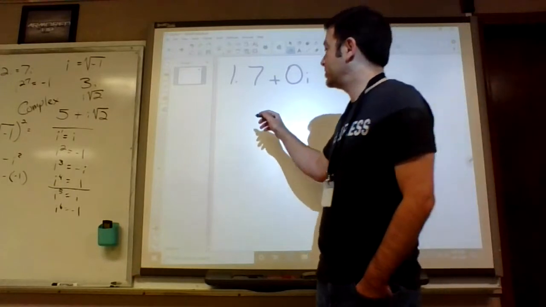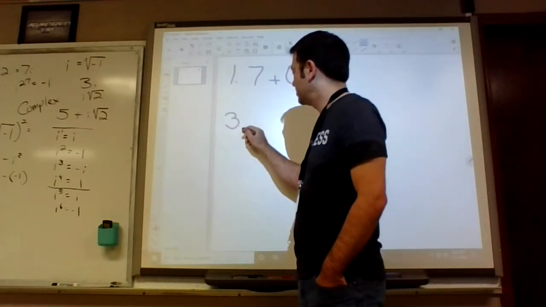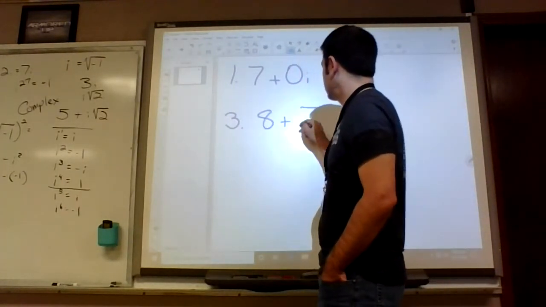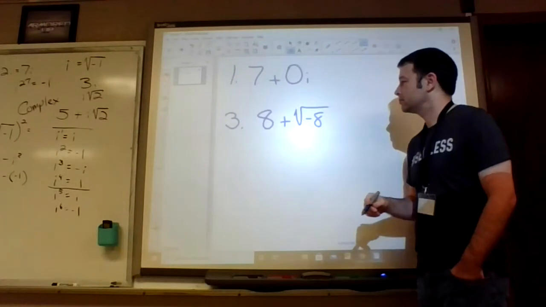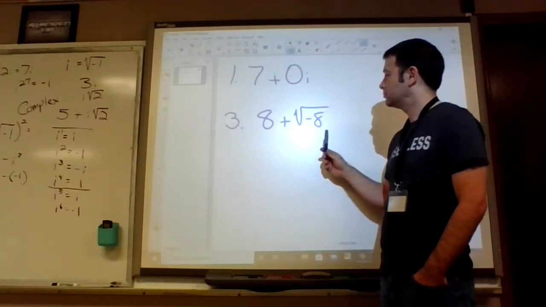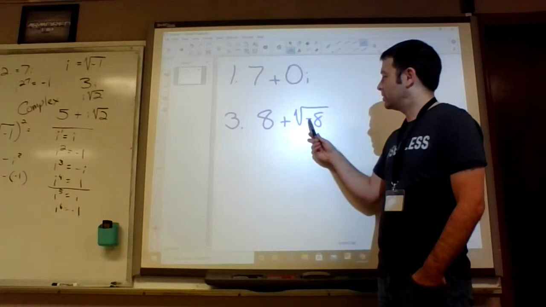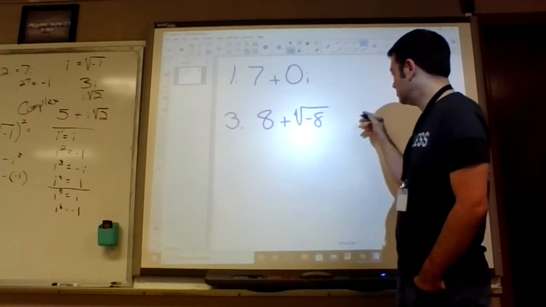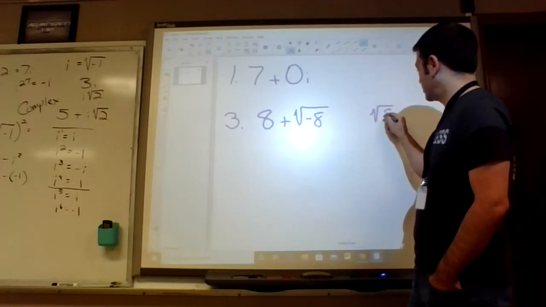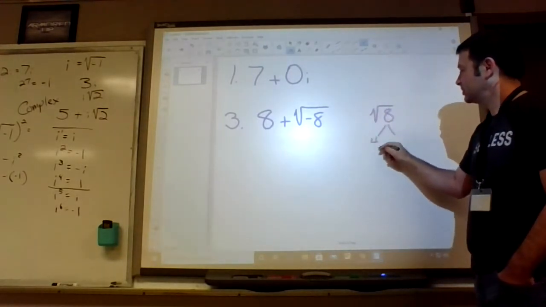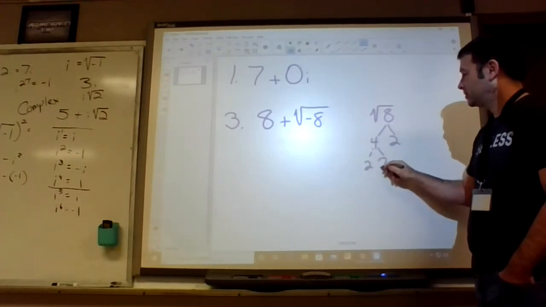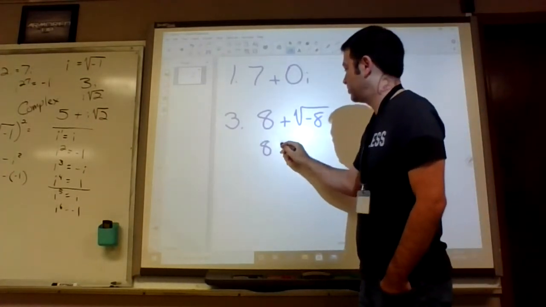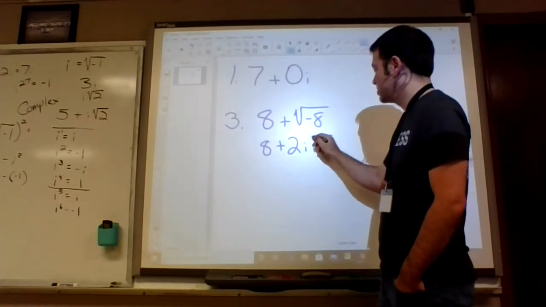Okay, number 3, we actually need to do a little bit of work. What do you guys think for number 3? Well, we've got to get the square root off of there. So the negative comes out as an i, right? I think we did square root of 8 yesterday. You guys remember what it was? Yeah, 2 square root of 2. So it's 8 plus 2i square root of 2.